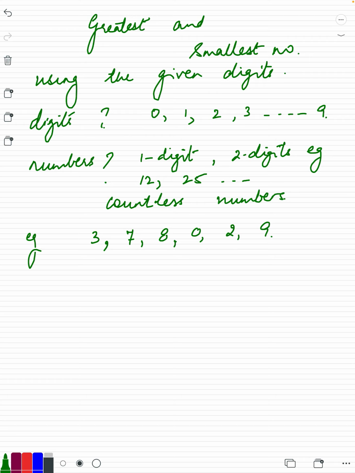So to form the greatest number, we arrange the given digits in the descending order. The biggest out of them is 9, then 8, then 7, then 3, then 2, then 0. Dear students, please make a note. Either do not put commas or put commas only according to the system. So I put commas according to the Indian system.